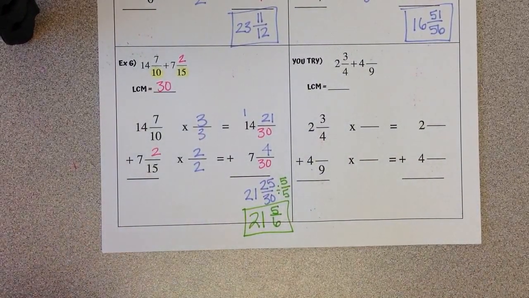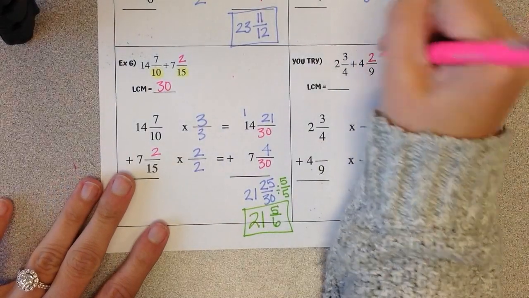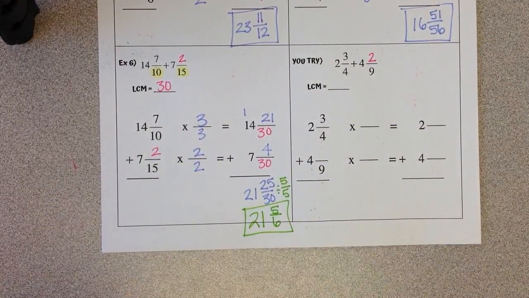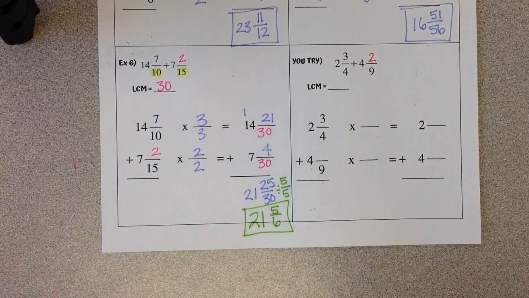All right, for the you try, I want you plugging in a 2 up here. So 2 and 3/4 plus 4 and 2/9. Go ahead and find that out.